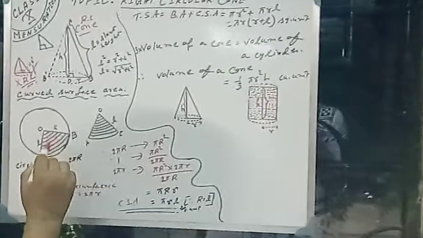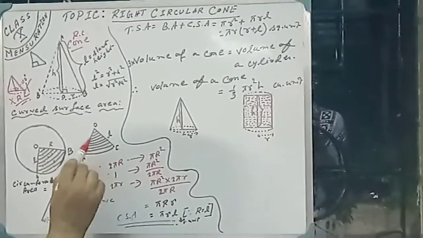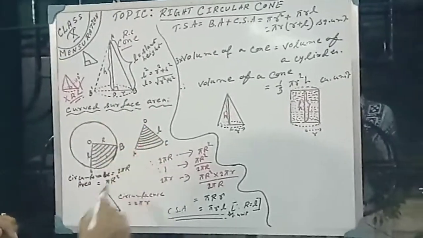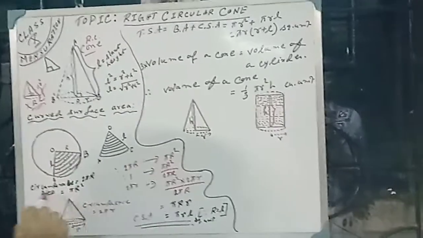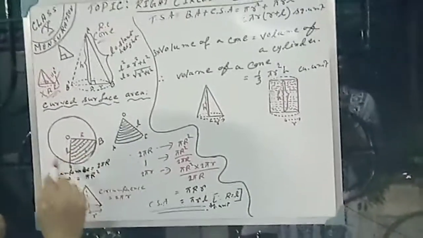That means the sector area of this part is equivalent to the curved surface area of the cone. So let us find the circumference of the big circle. What is the circumference of the big circle?